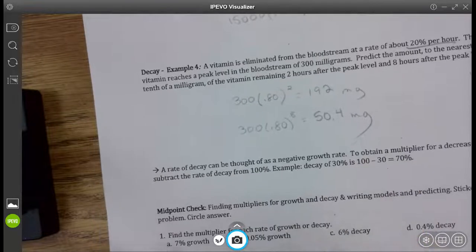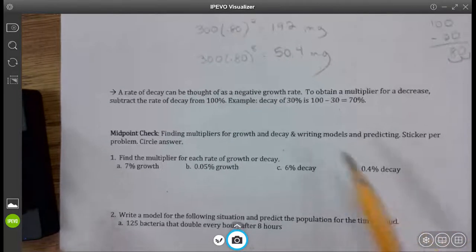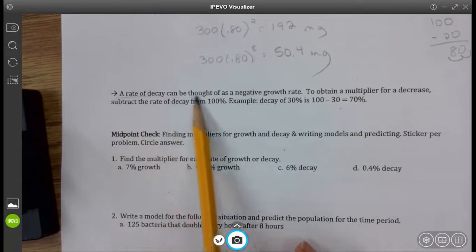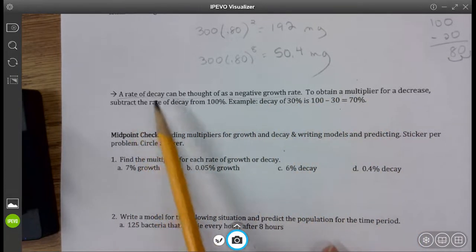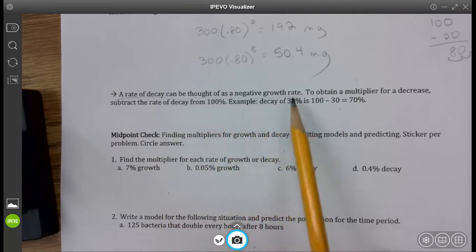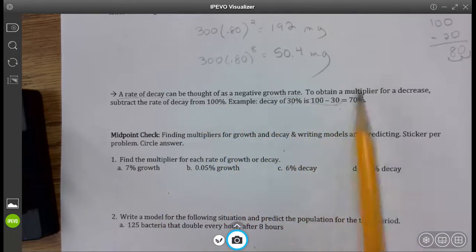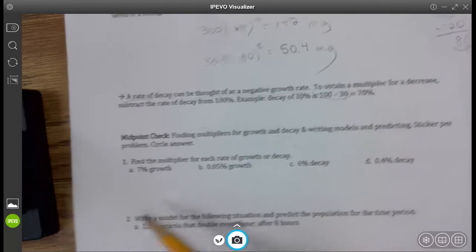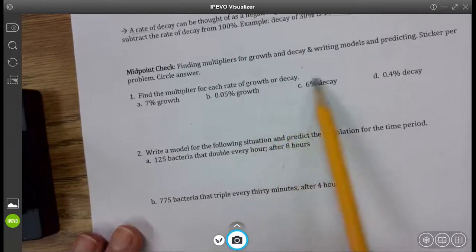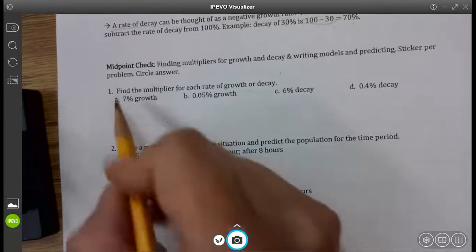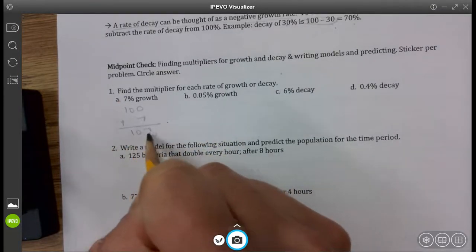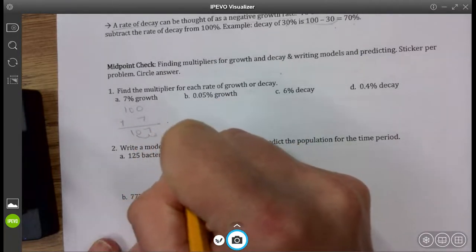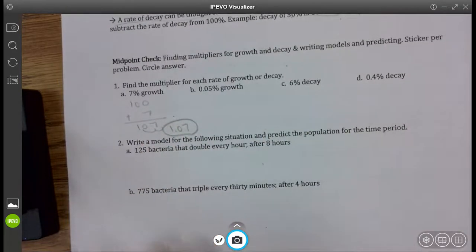Okay. We're going to talk about the graphs in a minute, but we're going to do a midpoint check. So let's just reiterate. A rate of decay can be thought of as a negative growth rate. To obtain a multiplier for a decrease, subtract the rate of decay from 100. So if you're decaying at 30%, 70% remains. Okay. So find the multiplier for the growth or decay. If you have 7% growth, you have your 100 plus your 7 is 107 to the left, so your multiplier is 1.07. Pause the video and complete B, C, and D.